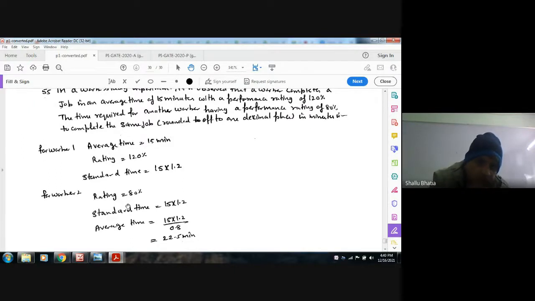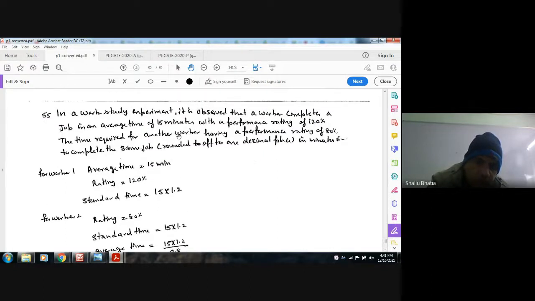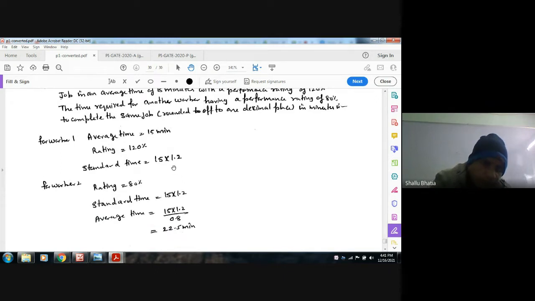For worker 2, it should be that the rating is 120%, so it should be 15 by 1.2. Average time is 15, and the standard time is 15 by 1.2, and it should be multiplied by 0.8. So the answer is 22.5.